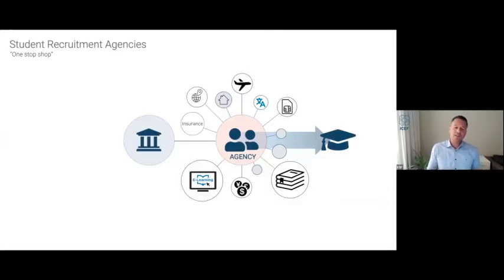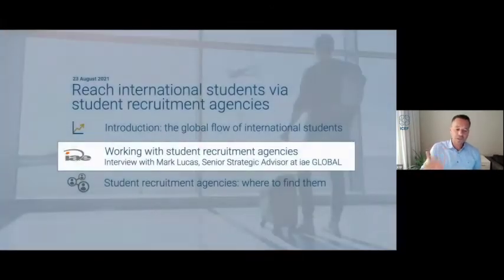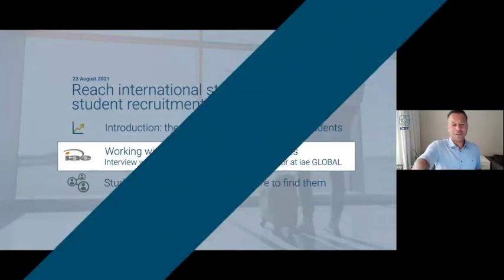To understand how these agencies work and how you can work with these agencies in order to reach international students, I have invited a true industry specialist. Welcome, Mark Lucas, Senior Strategic Advisor at IAE Global, one of the largest student recruitment agencies worldwide with more than 80 offices across Asia Pacific and with supporting offices in major study destinations such as the USA, Canada, Australia, the UK, and New Zealand. Mark, thanks so much for joining us from Australia, which means it's a late evening for you. May I ask you for a brief introduction of yourself and IAE Global, please?